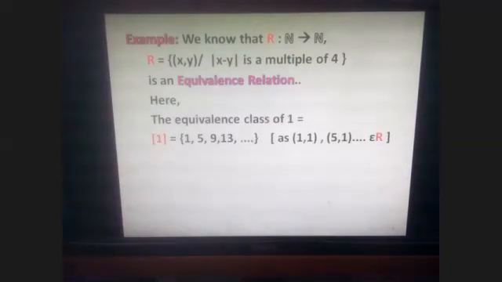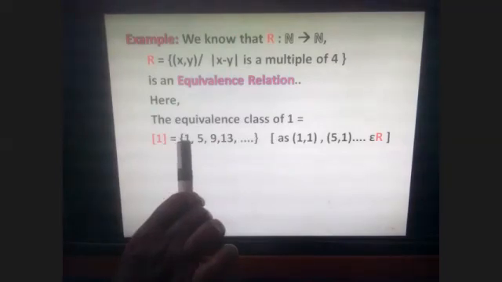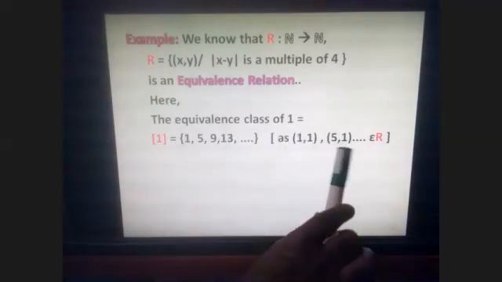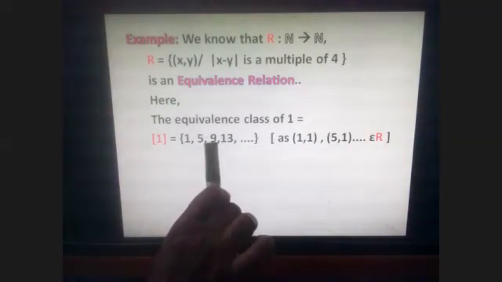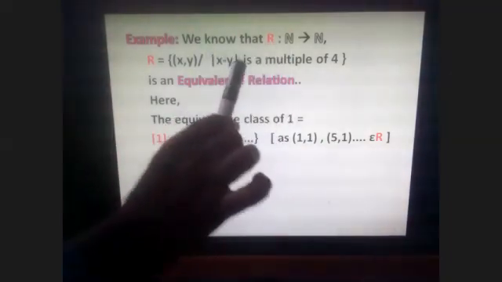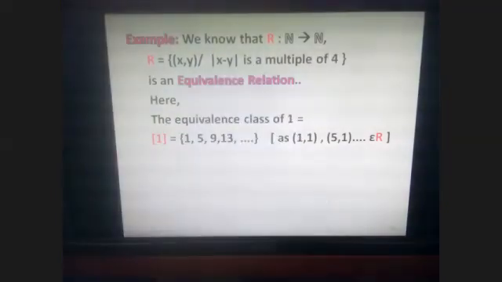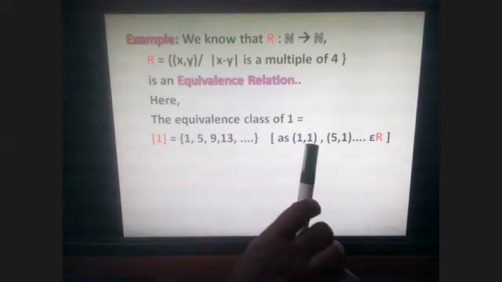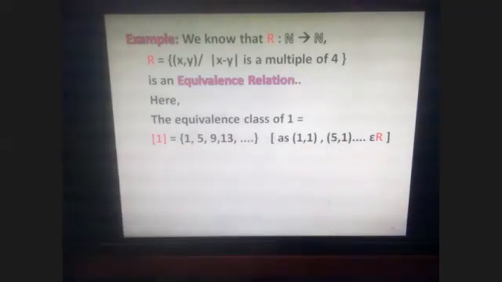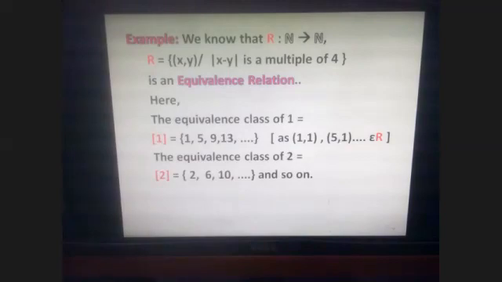Those elements which are related to 1. (1, 1) is a member of R. (1, 5) is a member of R, or (5, 1) is also a member of R. So 5 is a member. 9 is a member because (9, 1) is also a member of R. Why is (9, 1) a member of R? 9 is related to 1 because |9 - 1| is 8, which is a multiple of 4. So all those elements which are related to 1: 1 related to 1, 5 related to 1, 9 related to 1, 13 related to 1. That will be the equivalence class of 1. What will be the equivalence class of 2? Those which are related to 2: 6 is related to 2, because |6 - 2| equals 4.